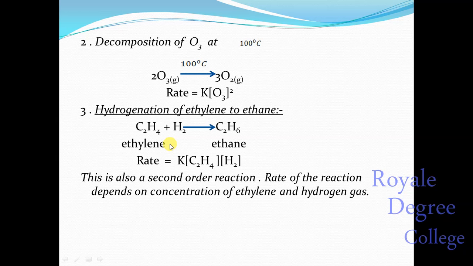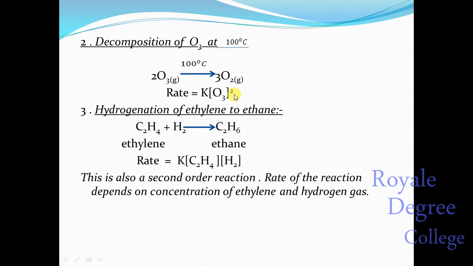Next we will see the decomposition of ozone at 100 degree centigrade. Now here we are seeing the second example. We take 2 moles of ozone, in gas form, and provide a temperature of 100 degree centigrade. Then it will decompose, and from that we get 3 moles of oxygen gas. Here the rate of the reaction is equal to K, molar concentration of ozone to the power 2, because here we take 2 moles of ozone, isn't it? It is a second order reaction.